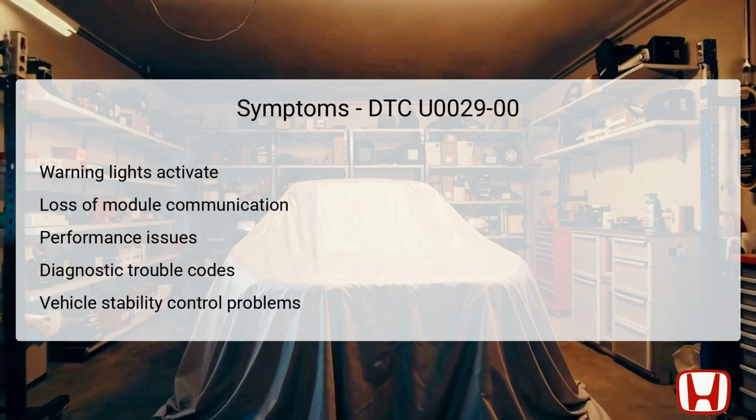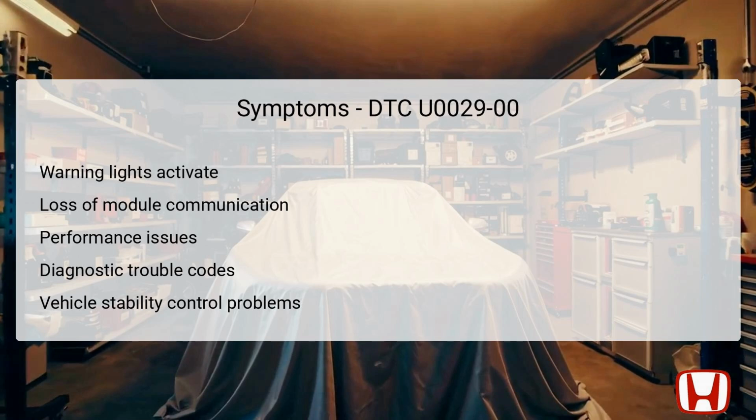When experiencing DTC U0029-00, drivers may notice several prominent symptoms. The immediate warning lights on the dashboard may illuminate, signaling to the driver that there's an underlying issue within the vehicle's communication system. Loss of communication between control modules is another significant symptom, which could manifest as erratic behavior from systems like the transmission or engine management.